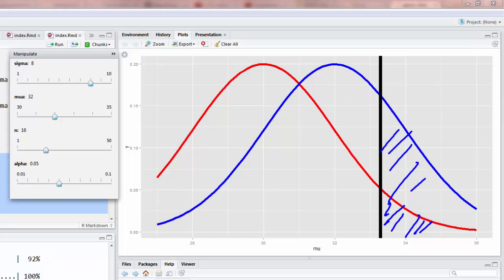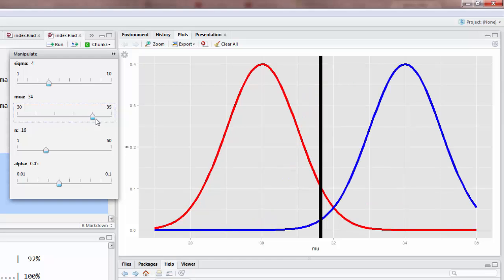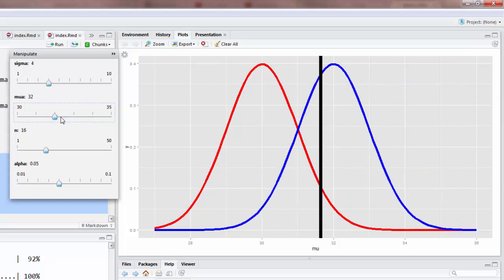Let's try some more. Let's set this back to what it was at for the problem, 4. How about the mean under the alternative? Let's make it bigger. What happens? Well, it just moves along, right? It just moves along to the right, and now we get a lot more power. And the black line doesn't depend on the mean under the alternative, so it doesn't move.